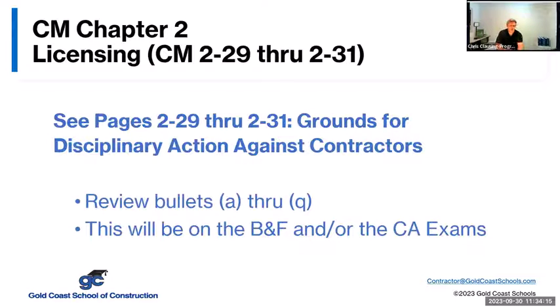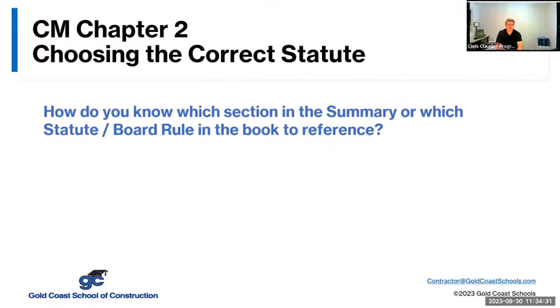Okay, let's go back to page 2-29 through 2-31, grounds for disciplinary action. So you're going to review the bullets A through Q. And again, this is something you'll see on BNF and possibly the CA exams. So how do you know which section in the summary or which statute, board rule in the book to reference? How do you know which one to reference?